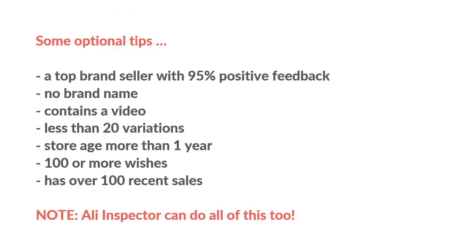And some other optional factors to consider is to try to select a top brand seller with 95% feedback, preferably have no brand name on the product, contains a video that you could use for marketing, has less than 20 variations, has a store age of more than a year, more than 100 wishes, and has at least 100 recent sales. And guess what? AliInspector can do all this too.